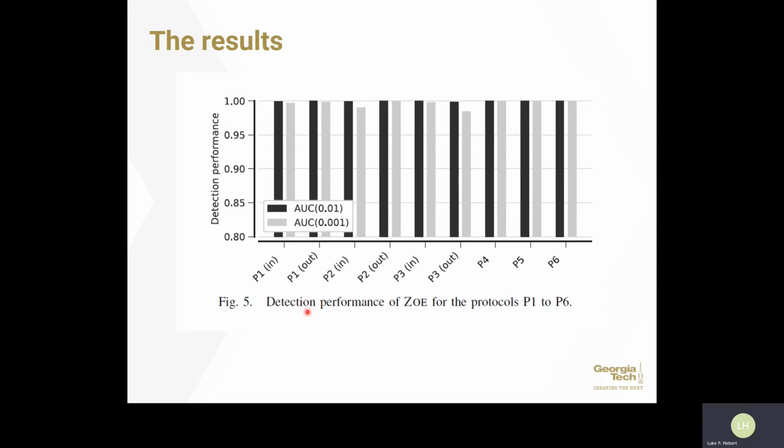Notice that the drop in the true positive rate for the more stringent false positive bound is not very significant for most protocols. So you see here, whenever we made our requirements for the IDS more stringent, going from a 1% false positive bound to a 0.1% false positive bound, there was only a slight reduction in the true positive detection for protocol 1 in, and same for protocol 1 out.